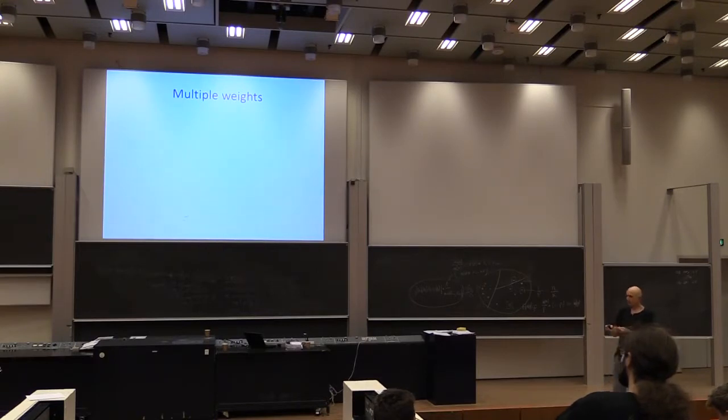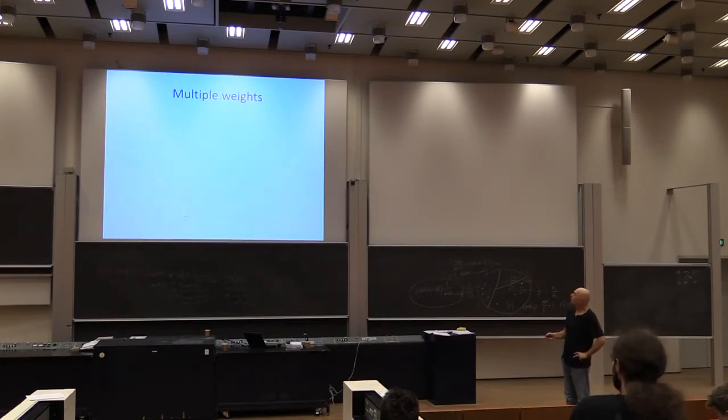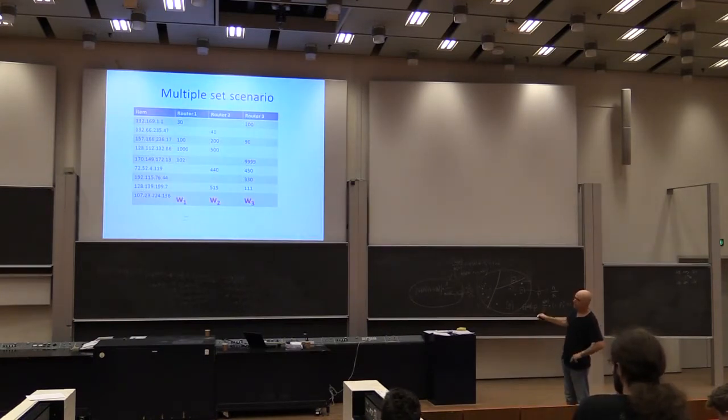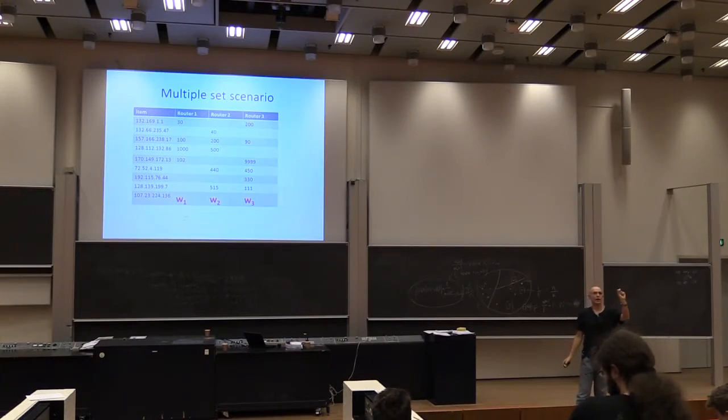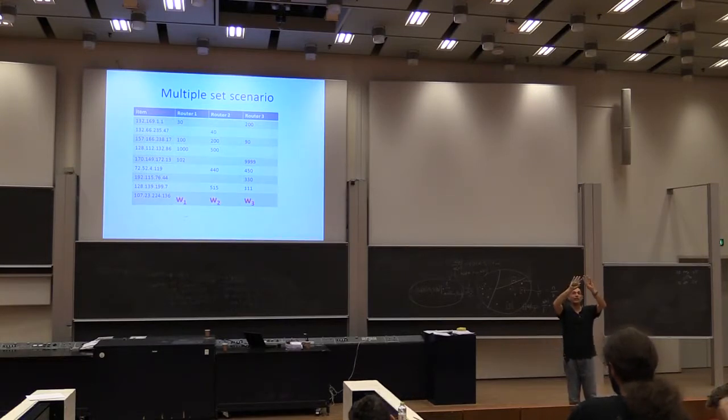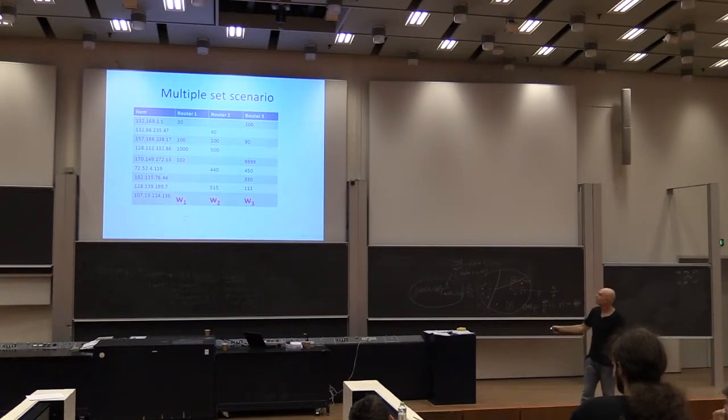And now there is a common but slightly more complicated scenario. So far I assumed that the item has one fixed weight that's associated with it. If we are dealing with multiple sets, the item has the same weight in all the sets. But sometimes that's not the case. Sometimes the same item has a different weight in different sets.